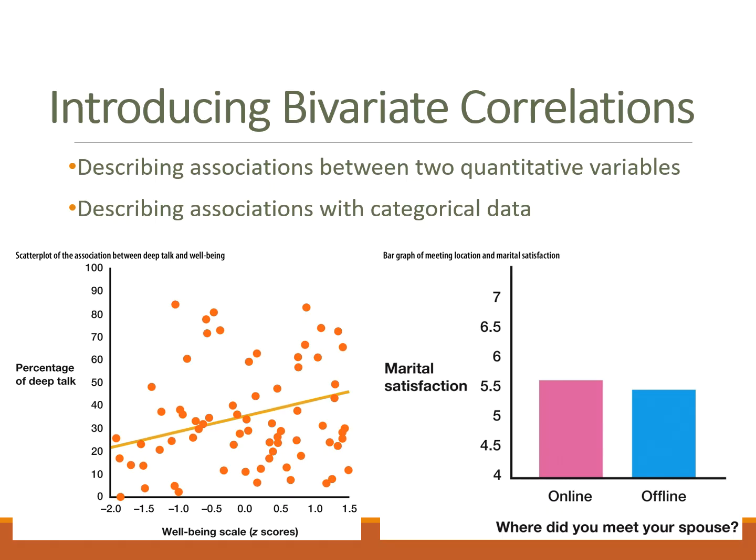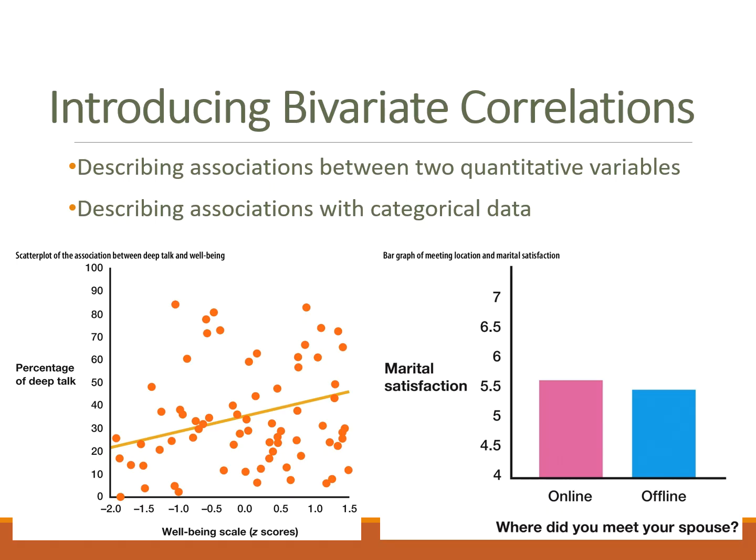We're basically going to create a visual representation of those variables, and each dot represents a single person's score on both variables. So for example, to the left there, we have percentage of deep talk between 0 and 100, and we have the well-being scale. Now these are z-scores, so they go from negative to positive, but that is just a conversion to a different type of scale. All that you need to know there is that it is continuous. The difference between -2 and -1.5 is the same as the difference between 0.5 and 1.5. So each 0.5 increase or decrease is giving us the same information.